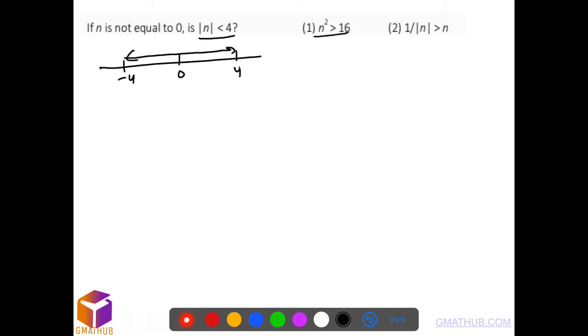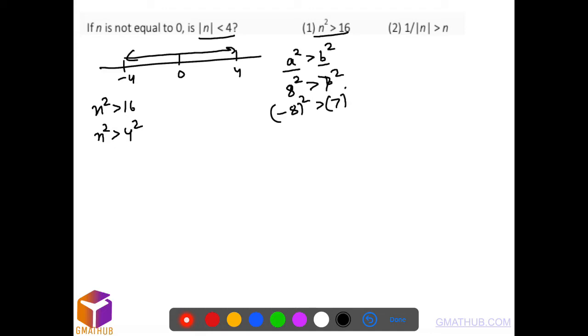Now the first statement says n square is more than 16. So I can write n square more than 4 square. A square more than b square is given. Both sides are positive. A and B could be positive, or one of them or both of them could be negative. That can also happen. But one thing is clear, the positive value of A should be bigger than the positive value of B. Value wise A should be bigger, because it doesn't matter if it's positive or negative.